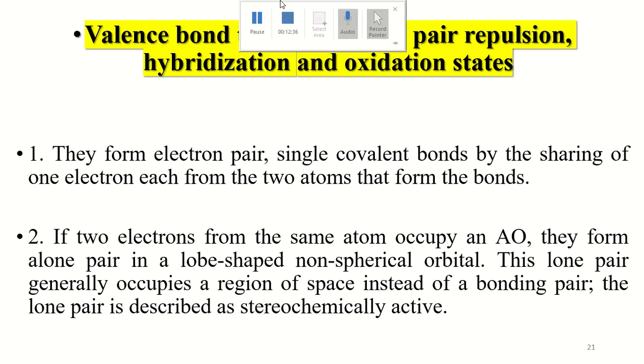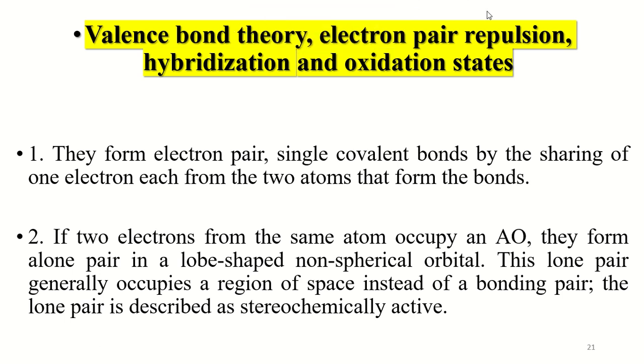Now let's talk about the valence bond theory, which explains electron pair repulsion, hybridization and the oxidation states. I already discussed that the valence bond theory has many attractive features, not least its simplicity in relating bonding to the coordination geometries and oxidation states as well. The valence bond approach or covalent bonding focuses on the outer valence shell electrons of an atom. Basically, they can do one of the four things that I would like to mention here.